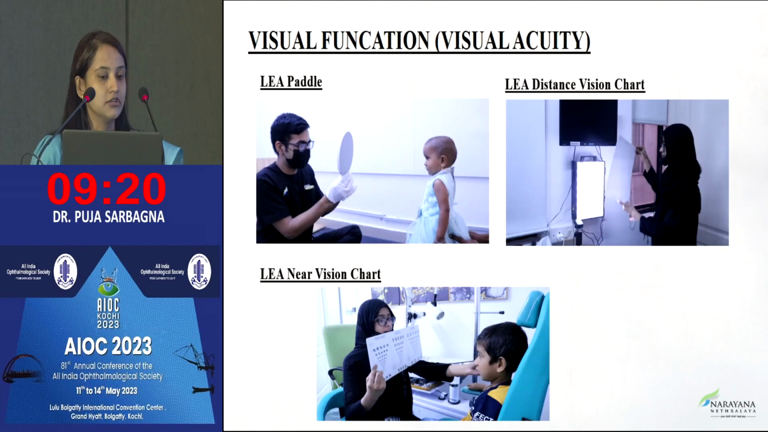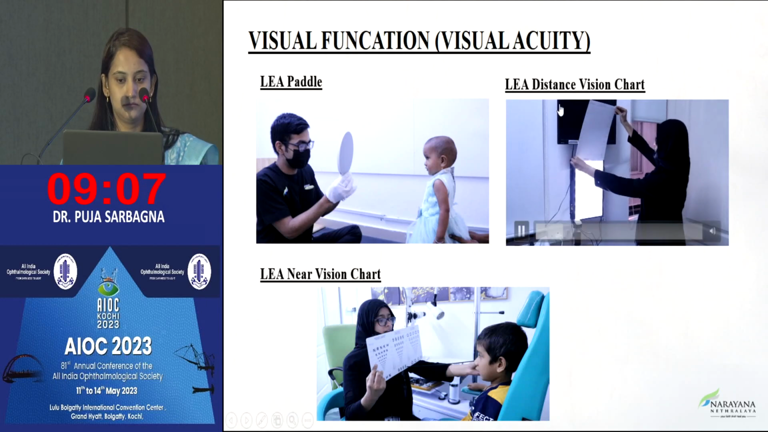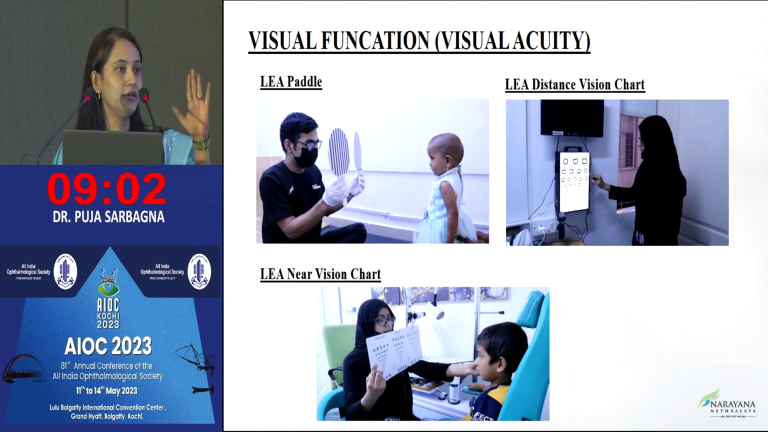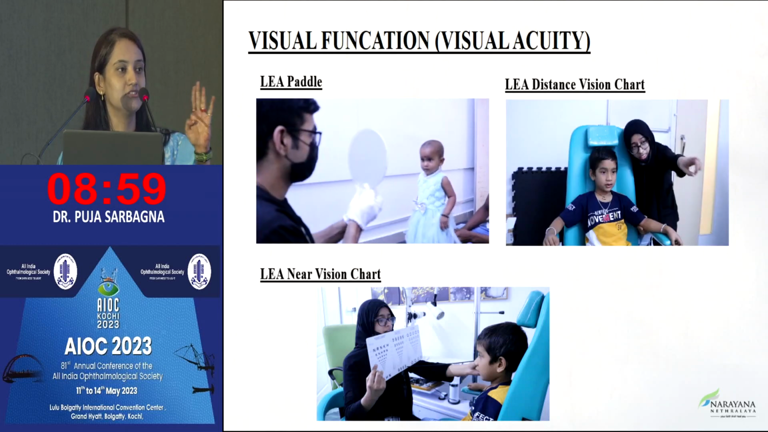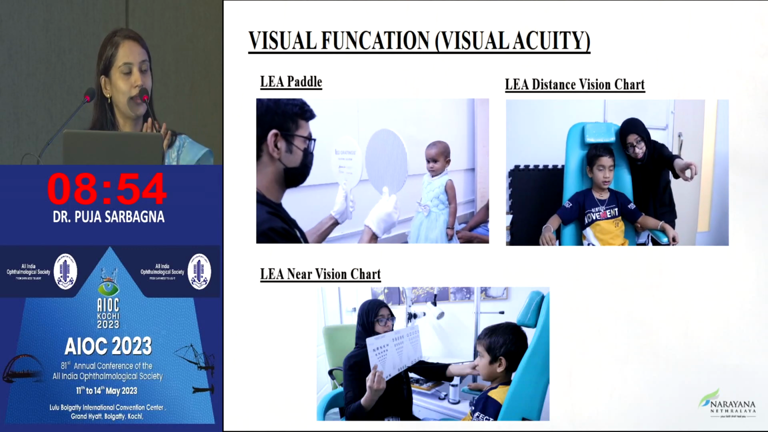So in visual function, visual acuity, we majorly check with LEA paddle, and then we introduced LEA distance vision chart and LEA near vision charts. So how do we perform LEA paddle? Basically in LEA paddle, there will be grating acuities. It starts with 4 paddles. It starts from 0.25 and it goes to 8.0. So we have to hide with a gray background, and we have to show the child and see whether the child is focusing on the black and white line or not. And then slowly we have to start from 0.25, 0.5, like this slowly we have to take it down.